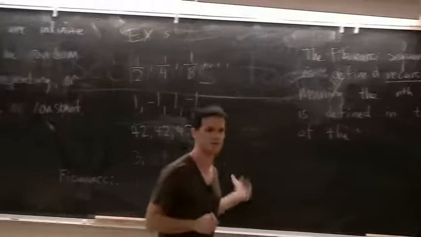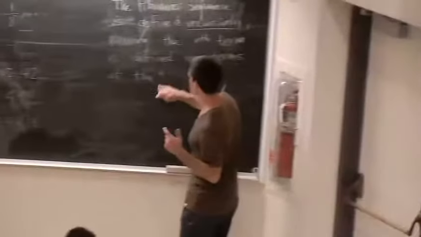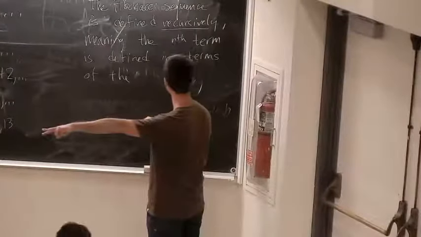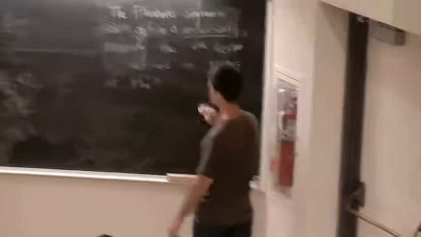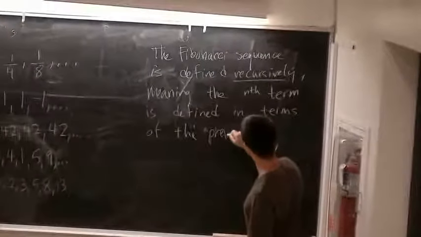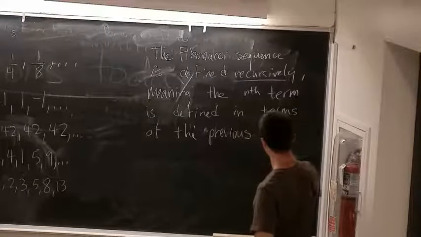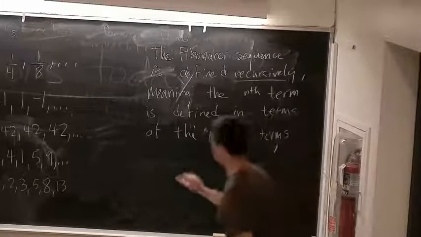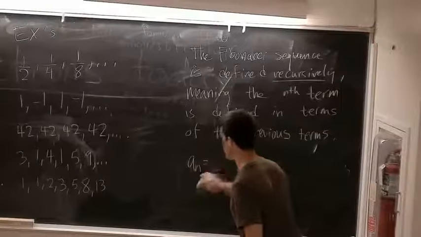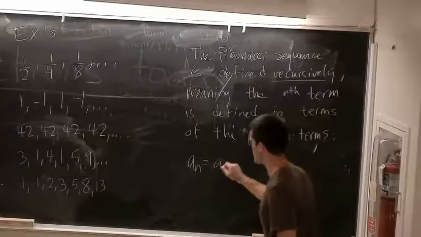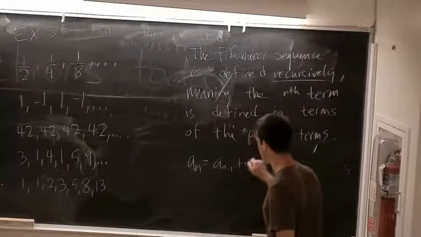So in the case of the Fibonacci sequence, in fact, the definition is given in terms of the previous 2 terms. You simply add up the previous 2 terms. So to get the nth term of the sequence, you take the previous term and the term before that.